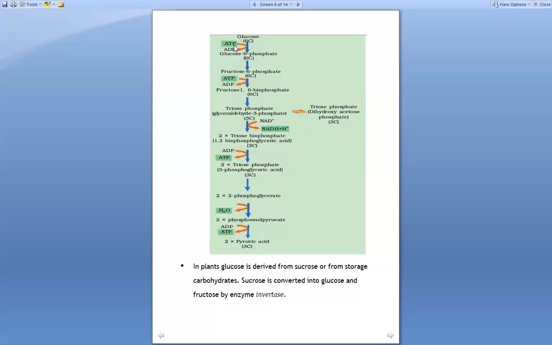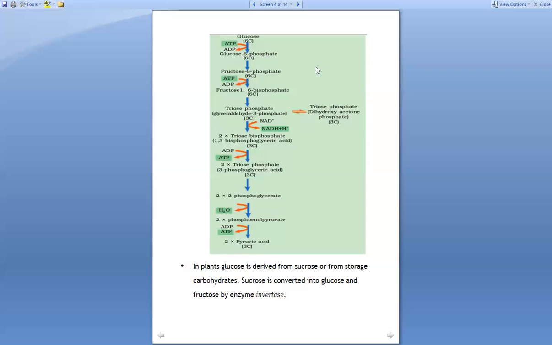As one phosphate is being used here, from tri it is converted to di, right? So this is the first conversion, that is glucose gets converted to glucose 6-phosphate. Both of them are 6-carbon compounds. Now this glucose 6-phosphate gets converted into fructose 6-phosphate, right?